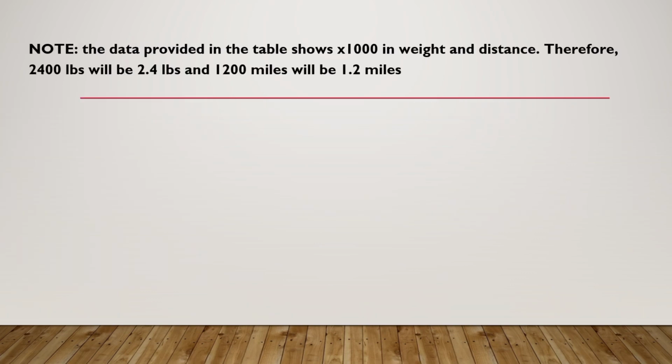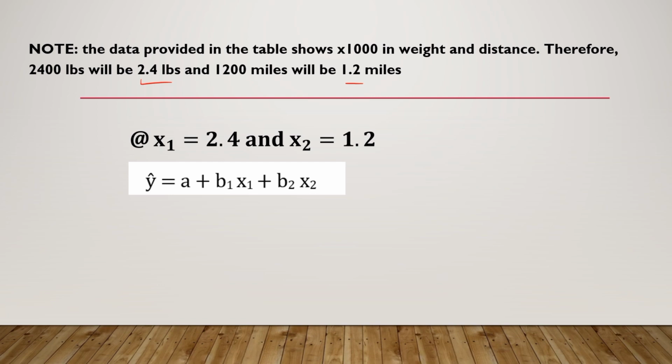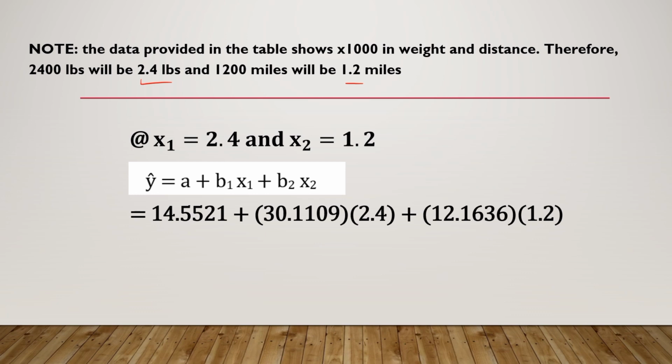Note that the data provided in the table is in units of 1,000 for weight and distance. Therefore, since we're given 2,400 pounds and 1,200 miles, 2,400 pounds will be 2.4 and 1,200 miles will be 1.2. So x sub 1 is equal to 2.4 and x sub 2 is equal to 1.2. From our multiple regression equation, y hat is equal to a plus b sub 1 x sub 1 plus b sub 2 x sub 2. That is equal to 14.5521 plus 30.1109 times 2.4 plus 12.1636 times 1.2. Our y hat will be equal to 101.41.